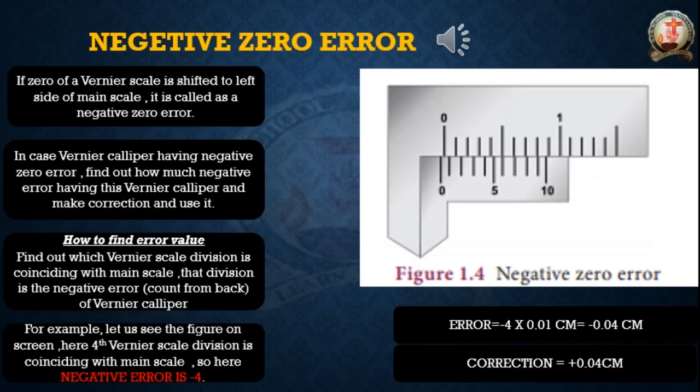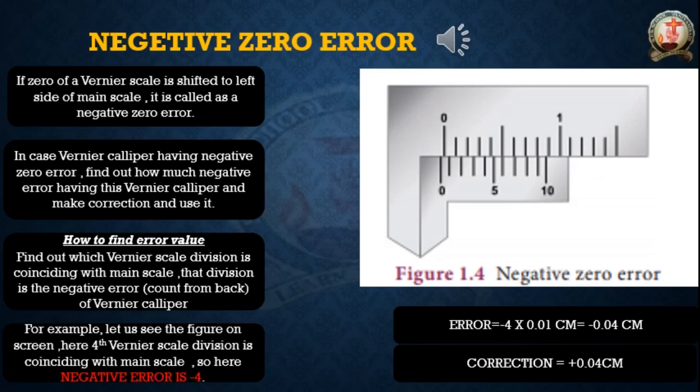Okay. So after finding error, what we should do? We can multiply into least count. So error is equal to minus 4 into, what is the least count value? 0.01 centimeters. So minus 4 into 0.01 centimeters means what is the value? Minus 0.04 centimeters. Okay. Then what is the final error value? Minus 0.04 centimeters.